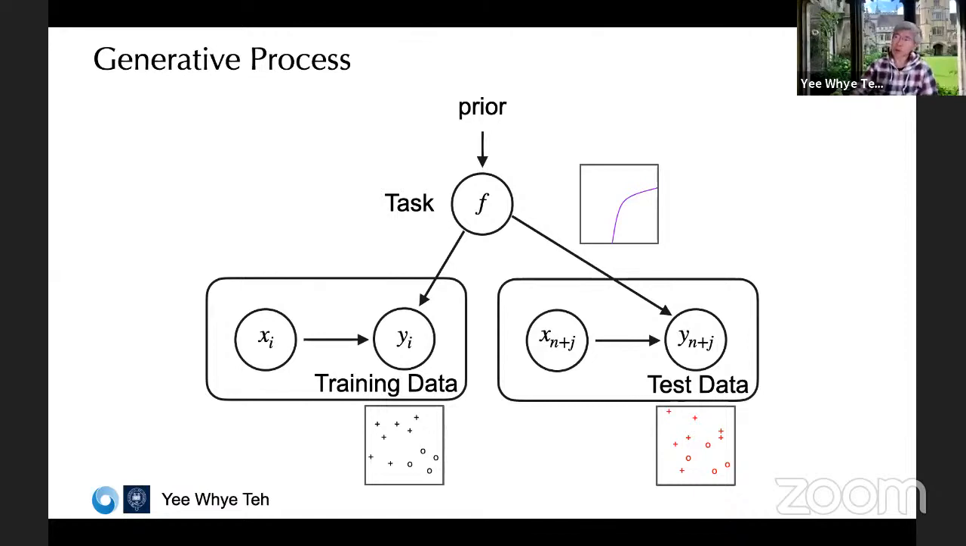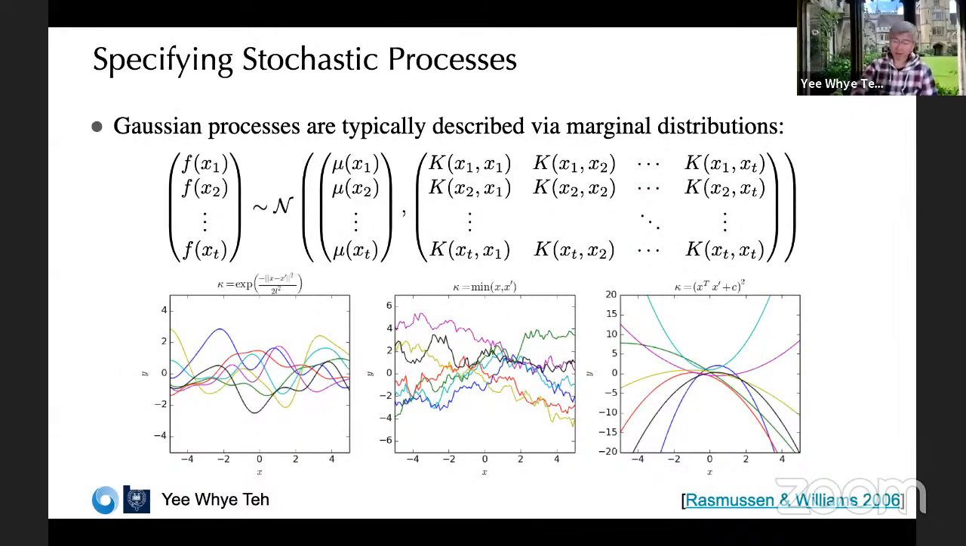Okay, and one of the most popular, just to give a concrete example of what such a stochastic process is, a distribution over functions, is given by a Gaussian process. And it's called a Gaussian process because it has marginals which are Gaussian distributions. Okay. So what's this? So we have a Gaussian process.